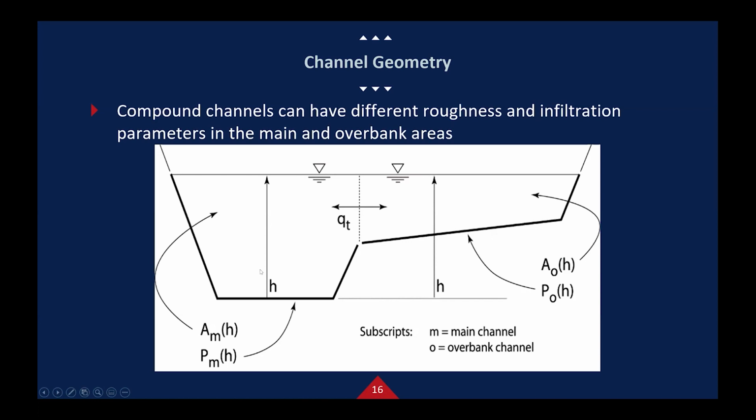Again, in this situation you would have flow going down the main channel. Eventually, it will top out and start flowing over to the overflow bank area. So this would represent what you'd see under a natural situation with a riparian area, with a buffer area.